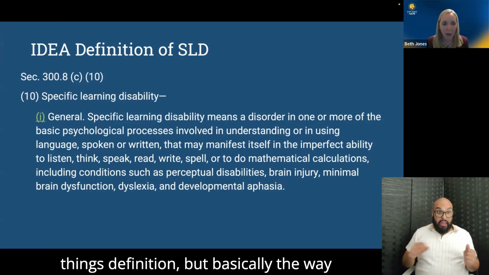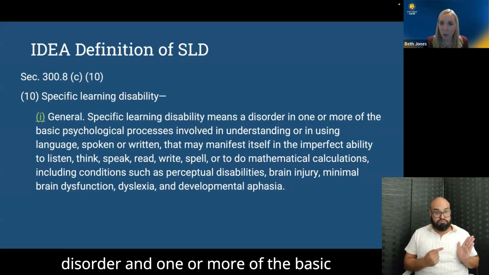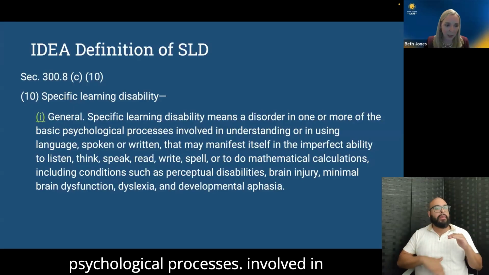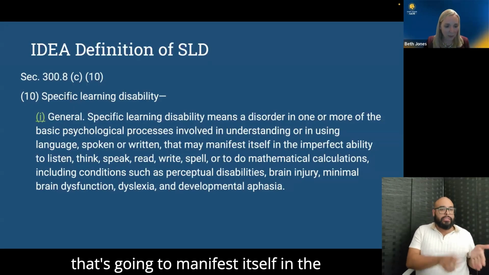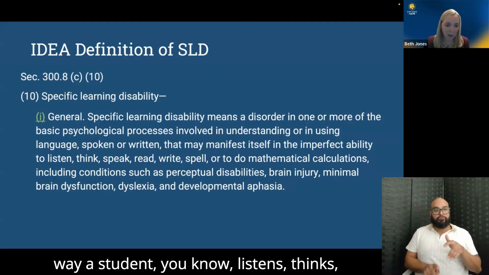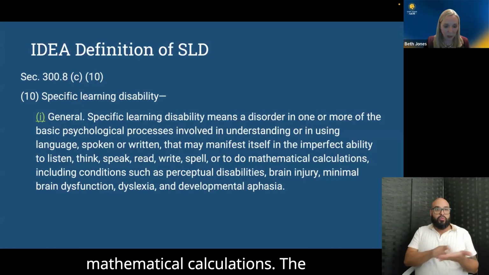But basically the way it's written in the law is it's a disorder in one or more of the basic psychological processes involved in language, either spoken or written, that's going to manifest itself in the way a student listens, thinks, speaks, reads, writes, spells, or does mathematical calculations.